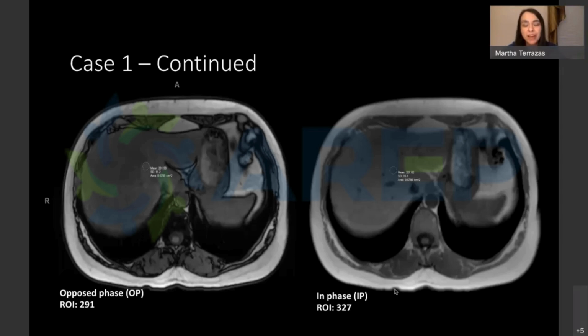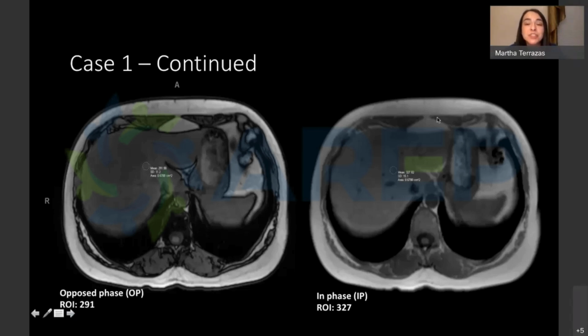This is easy for me to remember, because my fellowship director, Dr. Frank Miller, used to say, this is your pathology phase, because this is when you can look for microscopic or intracellular fat or iron. So this is when you can be the pathologist. When you look here, where we know that we have that liver lesion, you put ROIs on it. I got an ROI of 291 on my opposed phase, and I got an ROI of 327 on my in phase.